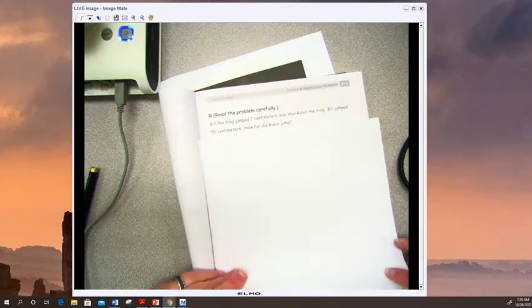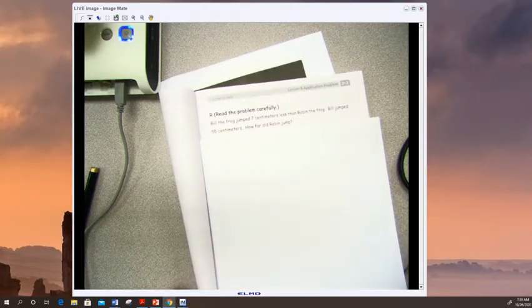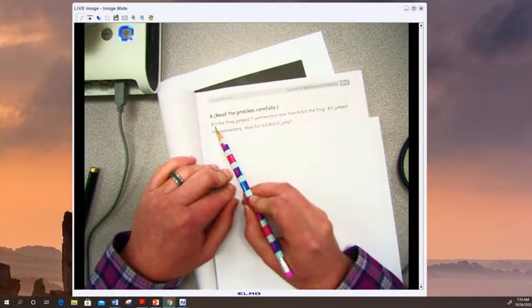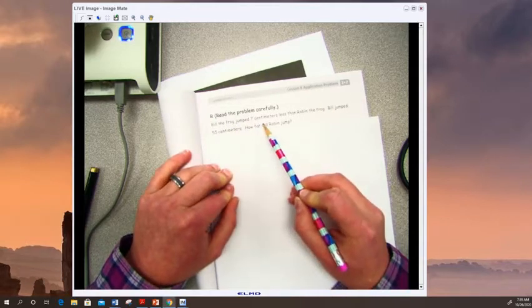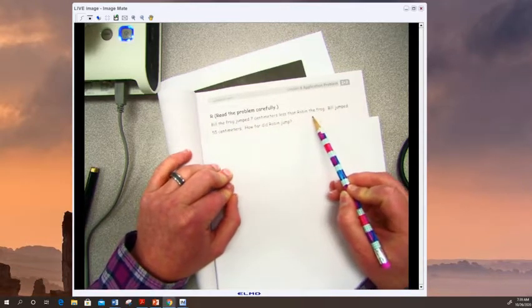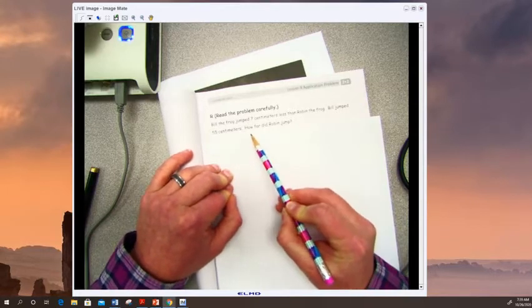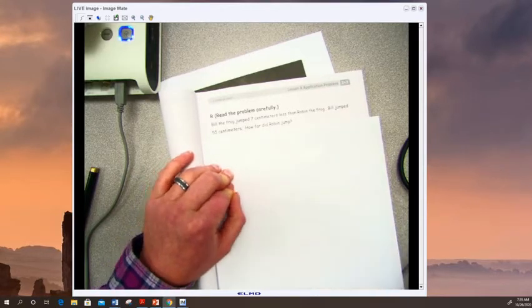Application problem on page 91 in your Flower Bed math book. So first thing we need to do is to read the problem carefully. Bill the frog jumped 7 centimeters less than Robin the frog. Bill jumped 55 centimeters. How far did Robin jump?